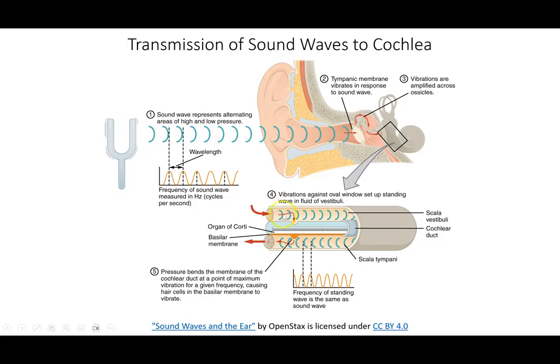So here is that first region, the scala vestibuli, cochlear duct in the middle, and then the scala tympani section on the bottom. Here's that basilar membrane, organ of Corti right there in the cochlear duct. So the frequency of these waves in here are going to be the same as the sound waves were initially. So as that pressure bends that membrane of the cochlear duct, that is going to cause those hair cells to vibrate. And then that will transfer everything into electrical impulses, which can then be passed through the vestibulocochlear nerve and into the brain.